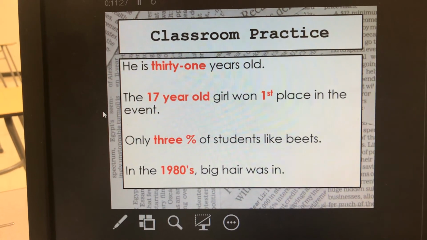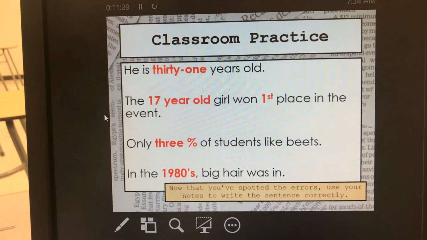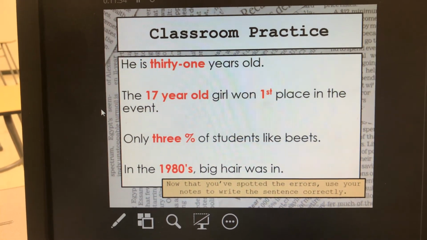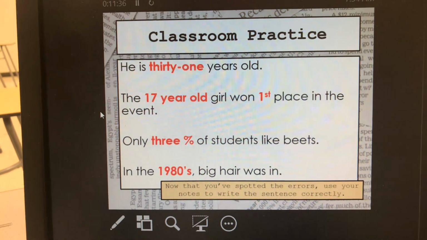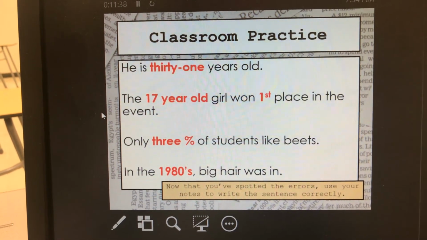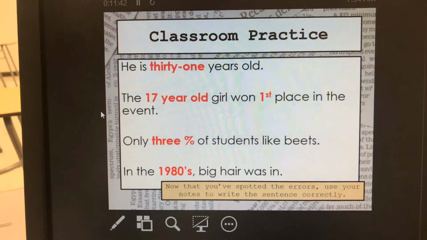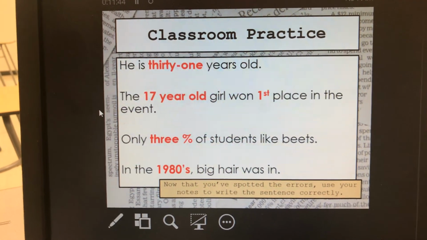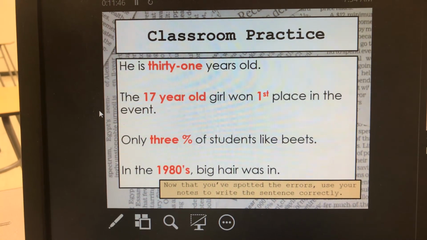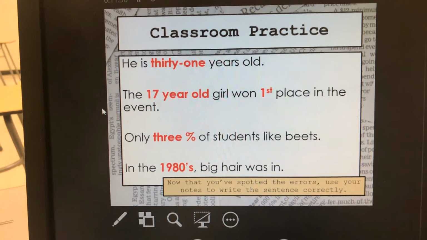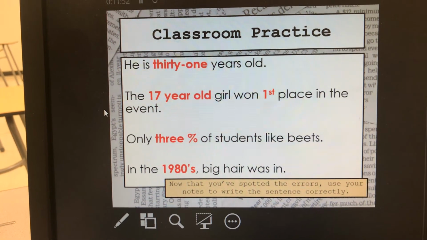So, how do we write these sentences correctly then? Well, let's work through it one by one. If he is 31, how do we write ages? And if we write an age, how do we write it when it's used as an adjective? And what do we do with ordinal numbers that are between 1 and 9? How do we write percentages? And how do we write dates?